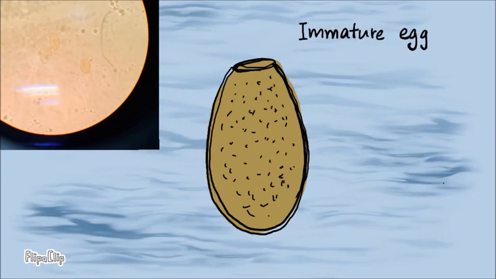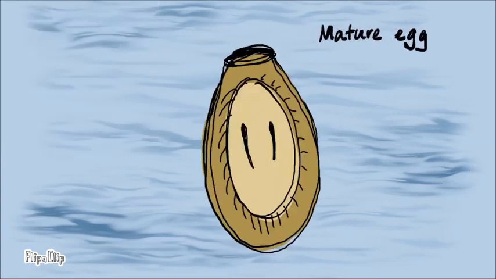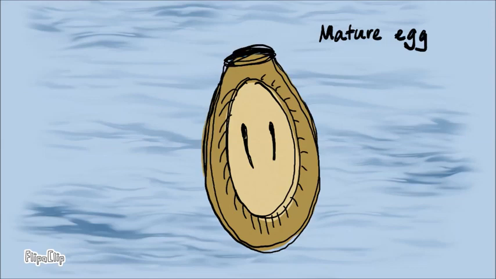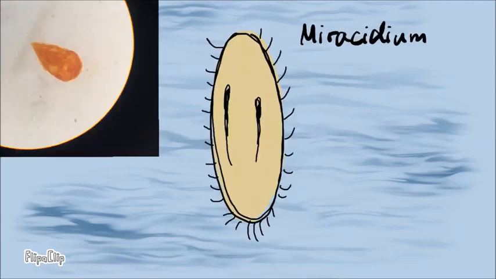Immature eggs reach fresh water via the stool and then become embryonated in the water. With suitable temperature, pH, and amount of oxygen in the water, the eggs will develop to have larvae in them. The larvae are called miracidium. 9 to 15 days later, the eggs will hatch and release miracidia.